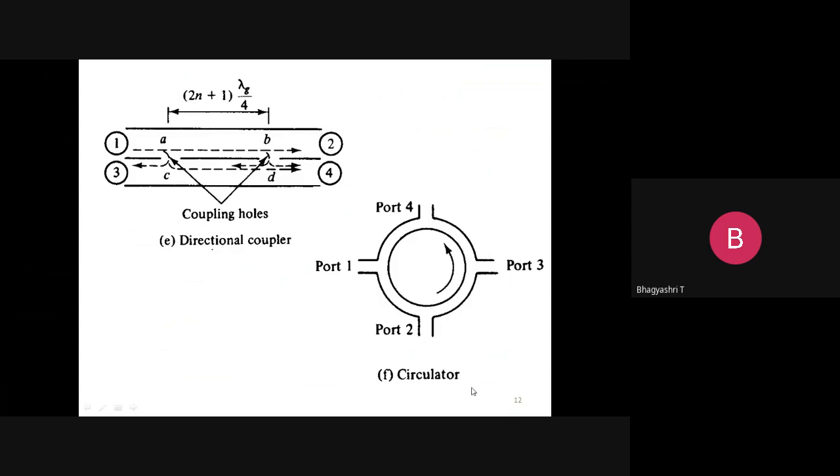And this is a circulator. In a circulator, always remember that if you apply input at port 2, then you get output at port 4. It means you do not get the output at the next port, and it is always in a clockwise direction. It is not in an anti-clockwise direction.